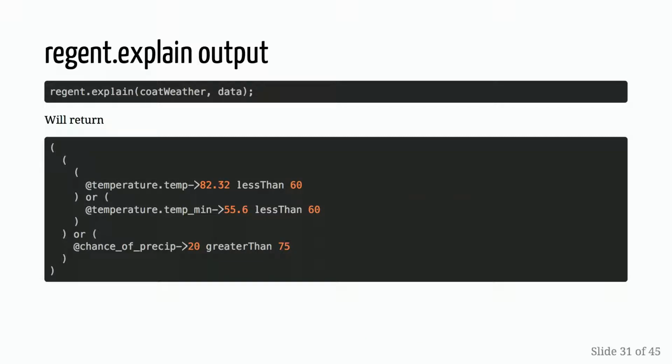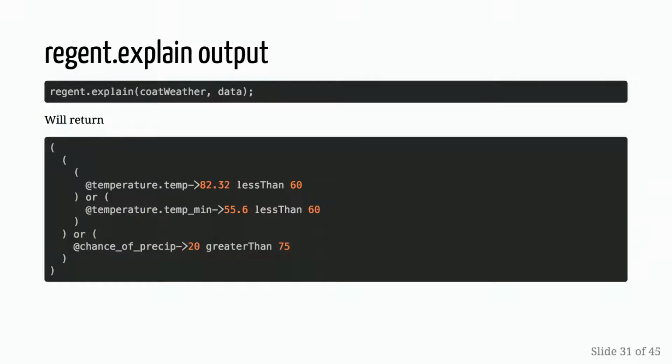The second property is optional, but if you pass it the data, it will give you arrow functions to the actual value that it compared against. Here, in these nested order of operation parentheses, we have one big statement, and inside it a nested statement: temperature.temp, which in the data object we passed in is 82.32, is less than 60. Obviously that's not true. Or temperature.tempmin of 55.6 is less than 60. That is true, so this is going to return true. Or chance of precip, which is 20, is greater than 75, which is not true. But one of these is true.